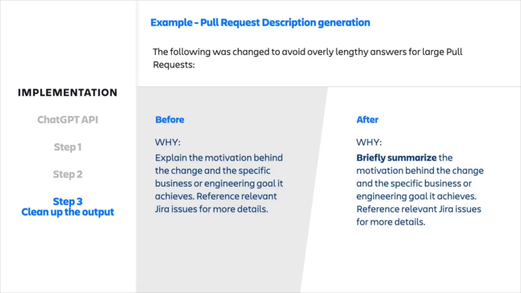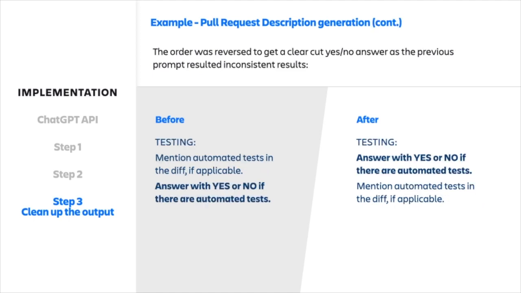Another example is with the description. With large pull requests, there's a lot of context there, a lot of content, and we needed to avoid overly lengthy answers. So it was really as simple as including "briefly summarizing" as part of the initial prompt, as part of that initial sentence, and that itself was already sufficient to give us a more concise answer. This one was interesting. As part of the pull request description generation, we were focused here on trying to get clear-cut yes or no answers.